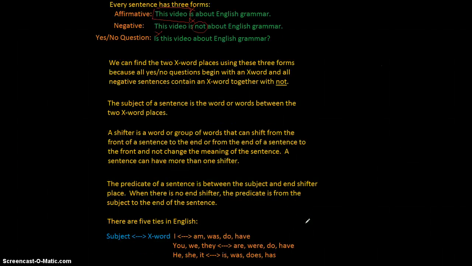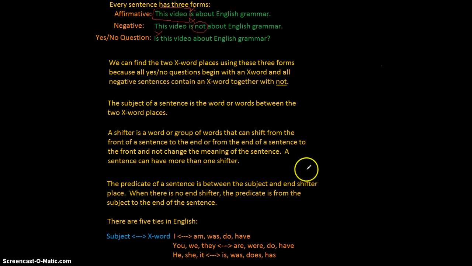We saw some examples of this when we saw, for example, people can exercise, or I am exercising today at 6 o'clock. Today and at 6 o'clock are 2 shifters. I could say, today I'm exercising at 6, or at 6 I'm exercising today, or today at 6 I'm exercising. Any of those versions of the sentence basically mean the same thing because shifters can move around from one end to the front or from the front to the end and not change the meaning of the sentence.